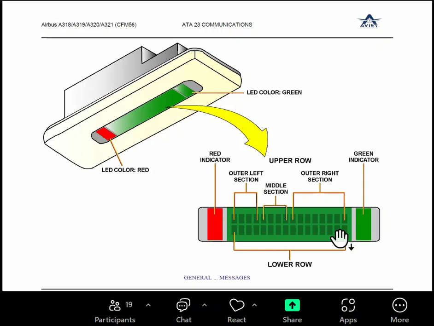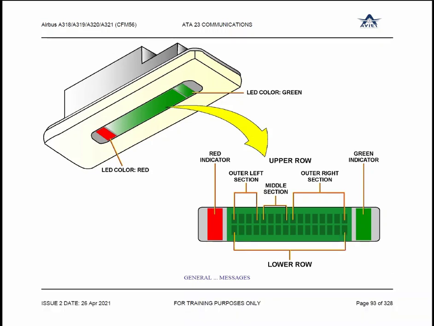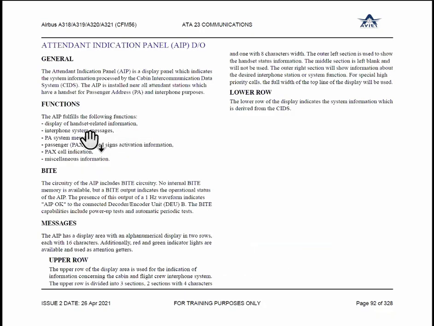And there are 16 characters. They can accommodate all the text in two lines, and each line has 16 characters. This information is refreshed every second, with a 1 hertz waveform. It displays handset related information, interphone, PA system, PAX indication if PAX is calling, etc. It's just a display, nothing great about it.